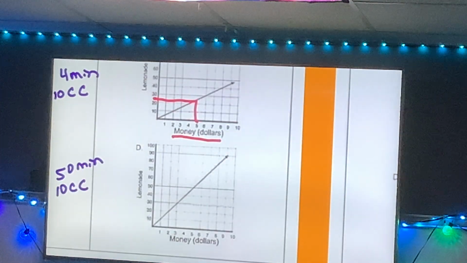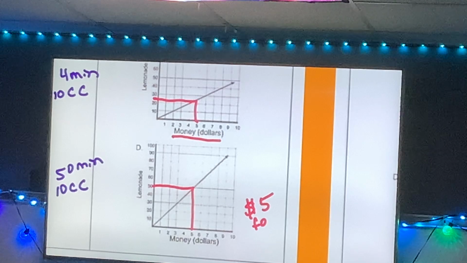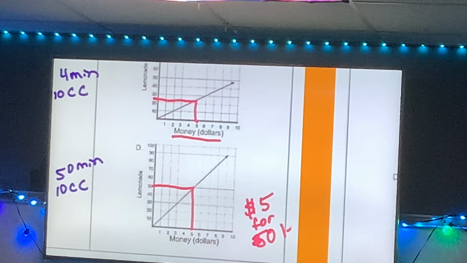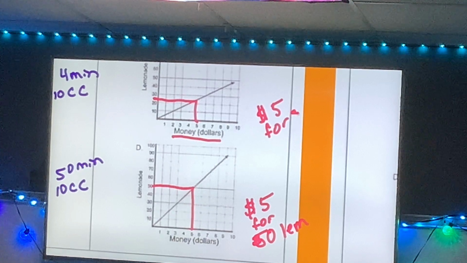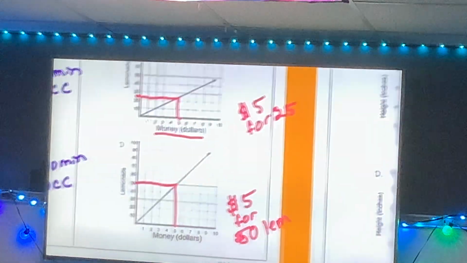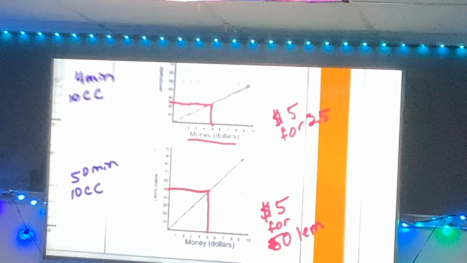And then the last one, let's go with 5 again. Oh, $5 for 50 lemonades. That would be a deal. This one was 5 for 25. So do you see how you just really have to watch your labeling, and that's what's gonna get you?